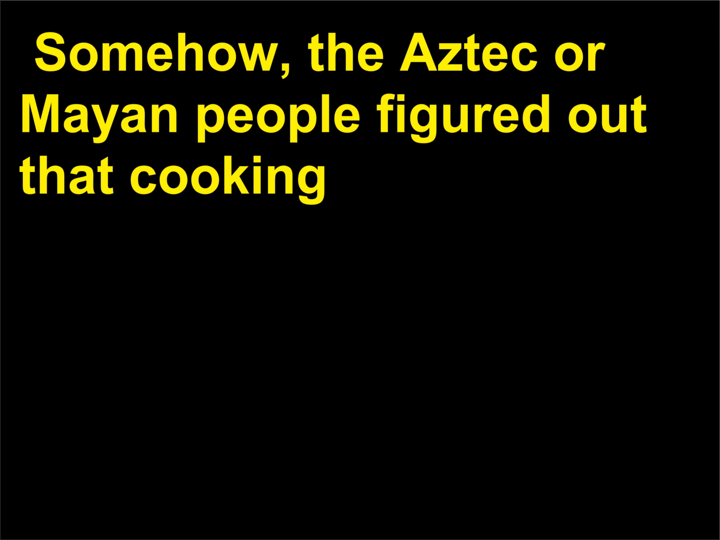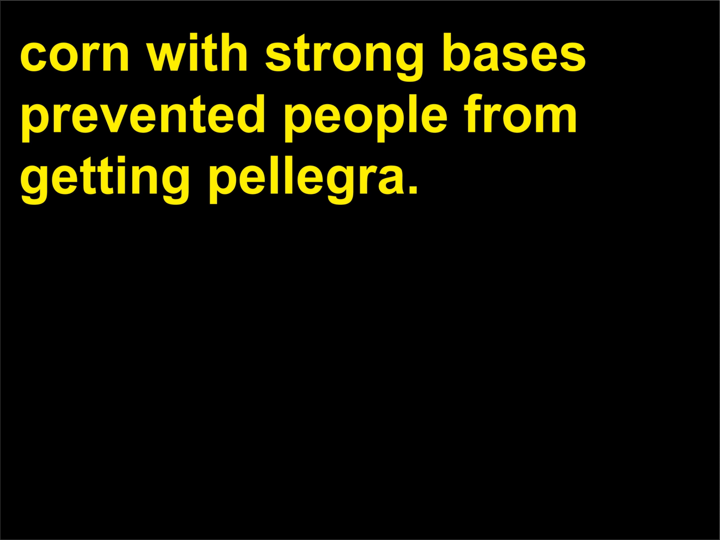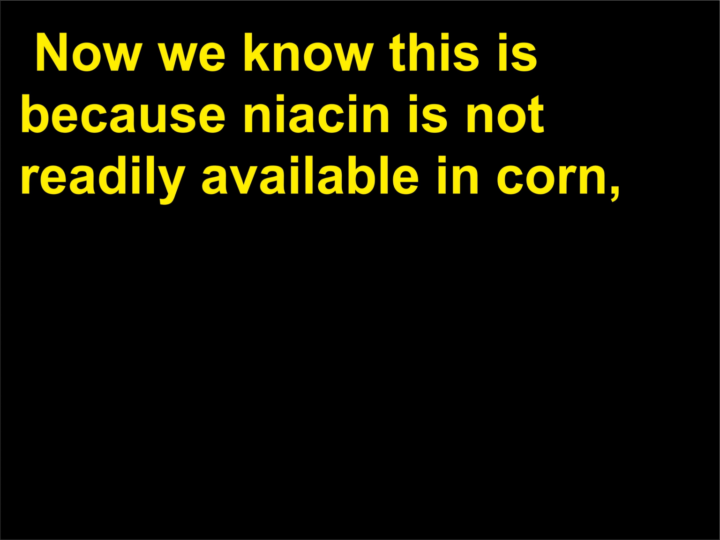Somehow, the Aztec or Mayan people figured out that cooking corn with strong bases prevented people from getting pellagra. Now we know this is because niacin is not readily available in corn, but can be released by treatment with a strong base.